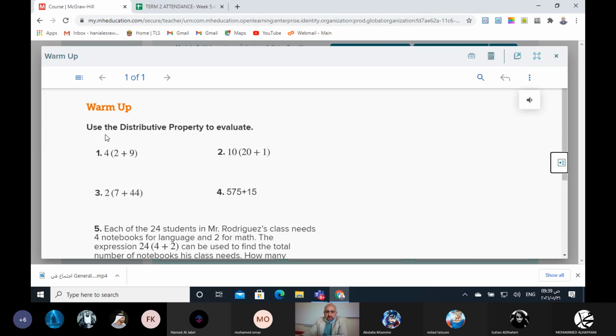The question: use the distributive property to evaluate. We have exercise number one, please.